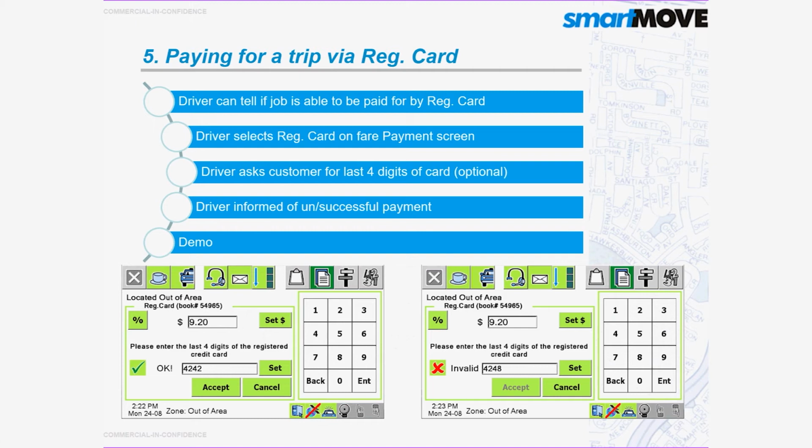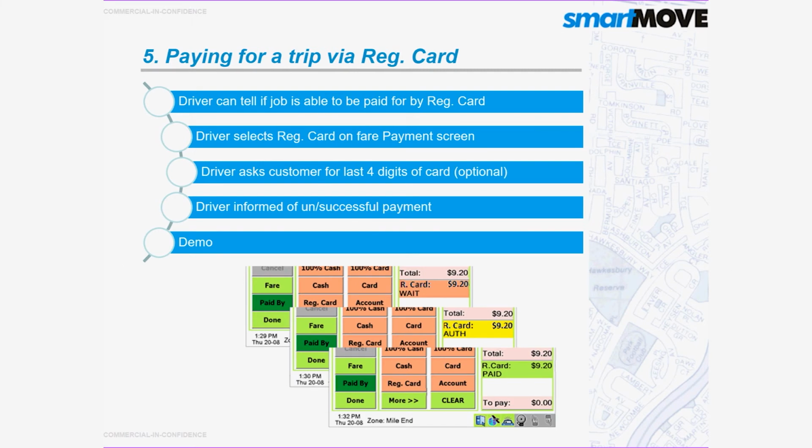The driver asks the passenger for the last 4 digits of their credit card and enters it into the appropriate field. The status of the payment is shown to the driver from red or pink to yellow to green. Only when the status is green has the card been successfully charged and the fare been paid.